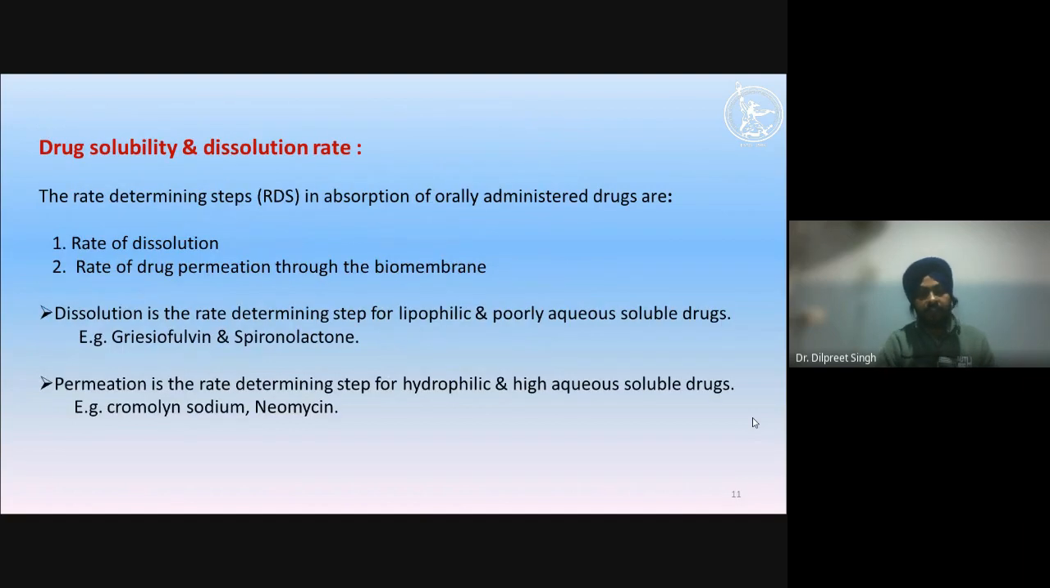When we talk about drug solubility and the dissolution rate, the rate limiting steps in the absorption of an orally administered molecule are the rate of dissolution and the rate of permeation. Dissolution is the rate limiting step for lipophilic drugs, for example griseofulvin and spironolactone. Permeation is the rate limiting step for hydrophilic, highly aqueous molecules, for example neomycin, bleomycin, aminoglycoside antibiotics, and cromolyn sodium.